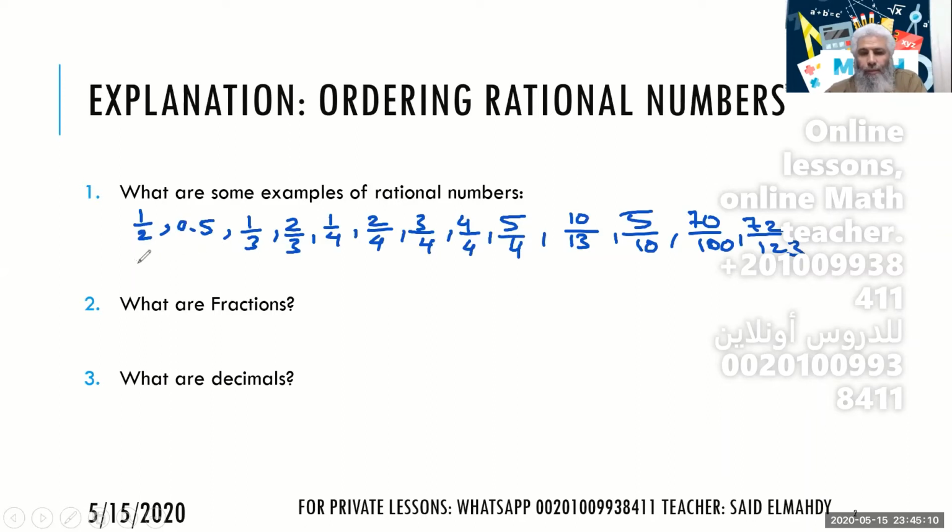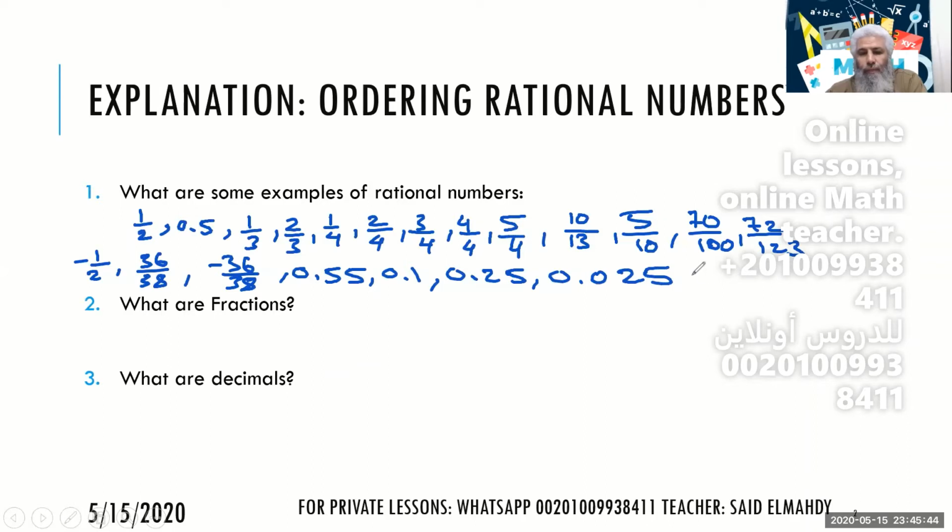And there are decimal numbers too, and negative numbers too. These numbers could be positive or negative, negative 1/2 or positive 1/2, and 36 over 38, positive or negative. And decimals like 0.5, we can have 0.55, 0.1, 0.25, 0.025. These are decimals. These are some examples of rational numbers.